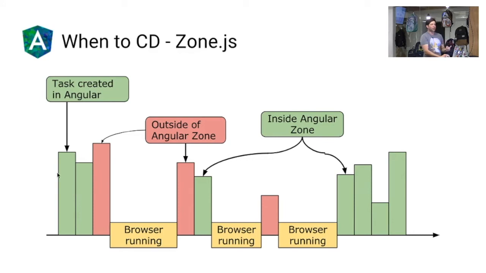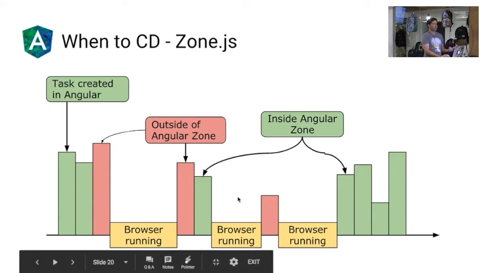The tasks in green are associated with your Angular application. Whenever one of these tasks runs or triggers another task, Angular knows to run change detection. But the tasks in red are run outside of this Angular zone. And Angular knows, well, this isn't part of your application. It can ignore it. It doesn't have to run change detection after it.